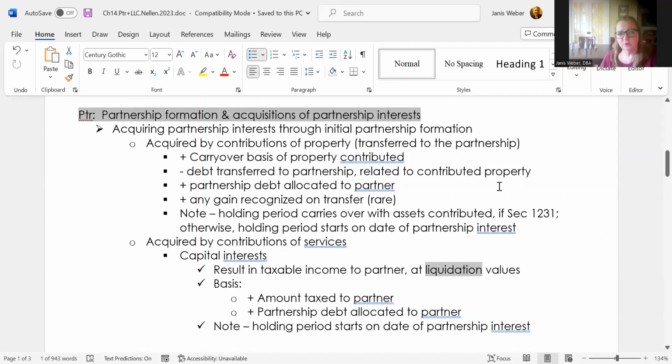Later on, after the partnership is already established, most of the time when they take on a new partner, they're selling a partnership interest that's already existing. Not always, but a lot of times. But these are initial issuance of a partnership interest in exchange for either assets or services.